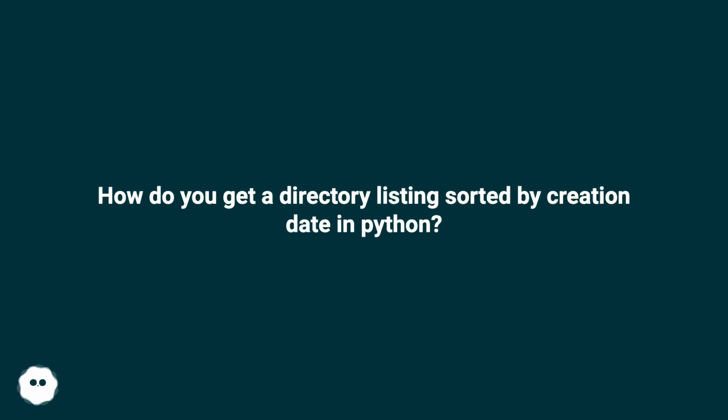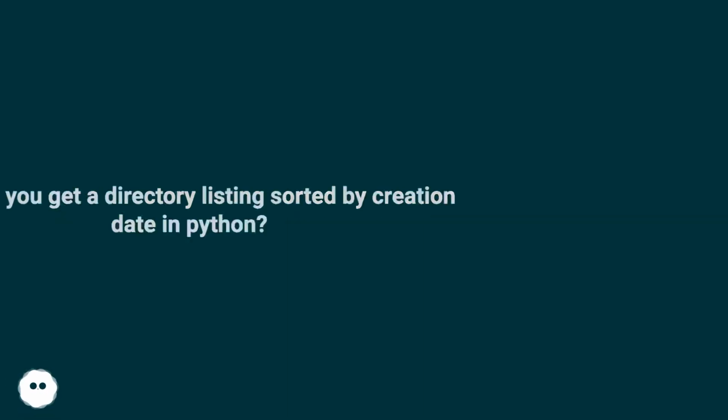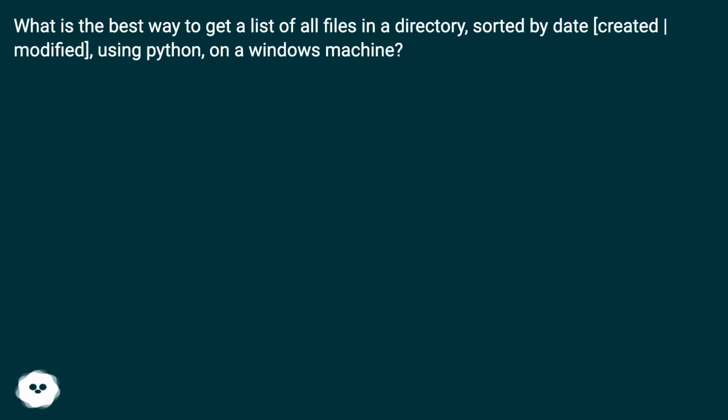How do you get a directory listing sorted by creation date in Python? What is the best way to get a list of all files in a directory, sorted by date, created, modified, using Python on a Windows machine?